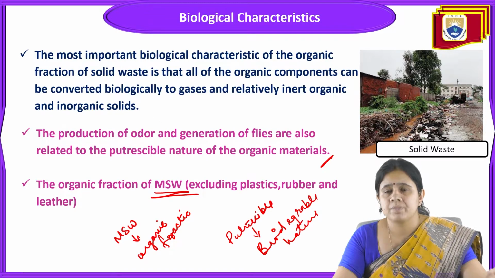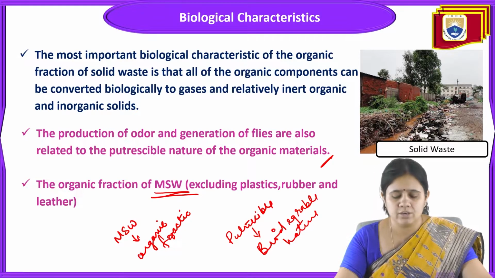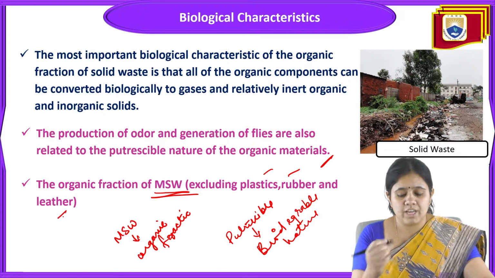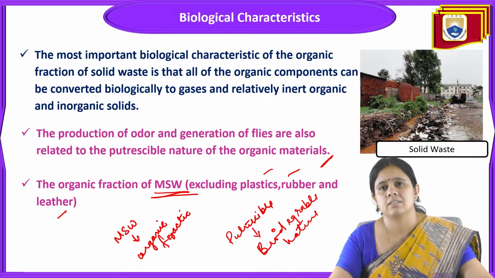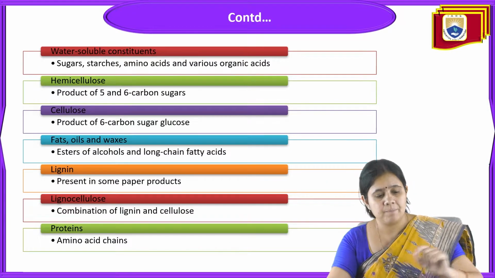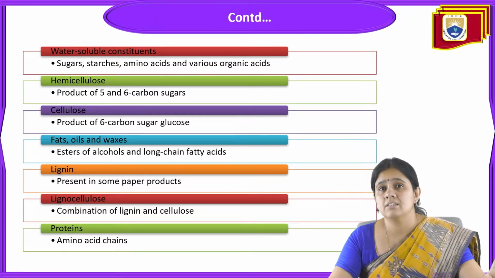In an MSW, whatever organic fraction is there can be converted through either aerobic digestion or anaerobic digestion, into any useful substance. This is called conversion or recovery of resource from the waste. In this MSW, we are excluding plastic, rubber and leather, because they don't have any biodegradable properties. In the next slide, I'll discuss the material, that is, which percentage of the waste we can calculate under this activity.